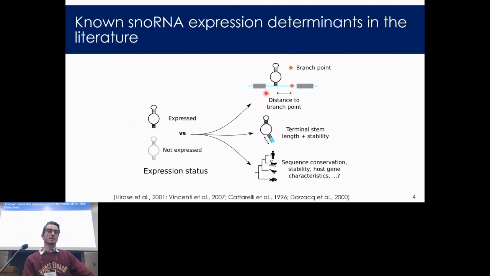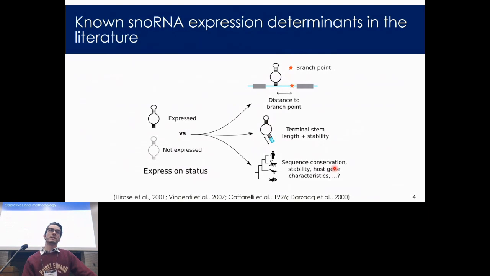And these two features were then kind of broadly applied to all of the known snoRNAs we know today, although we're not really sure they're reliable for all of these snoRNAs. So our hypothesis is that there are probably many more expression determinants to be discovered using other methods.